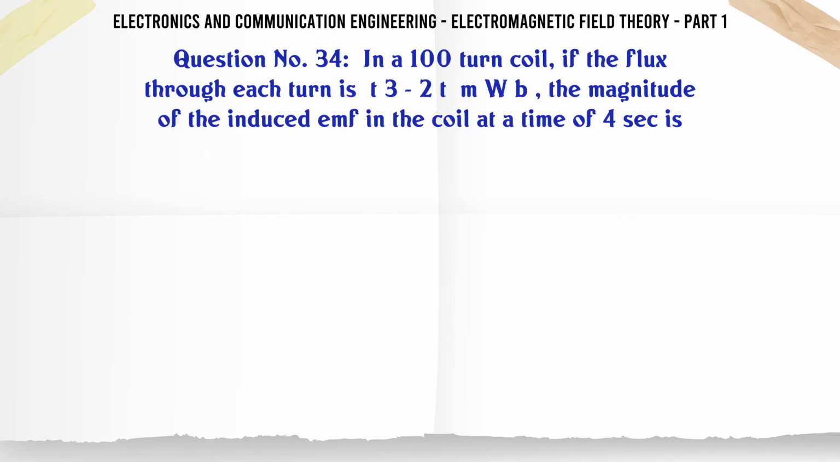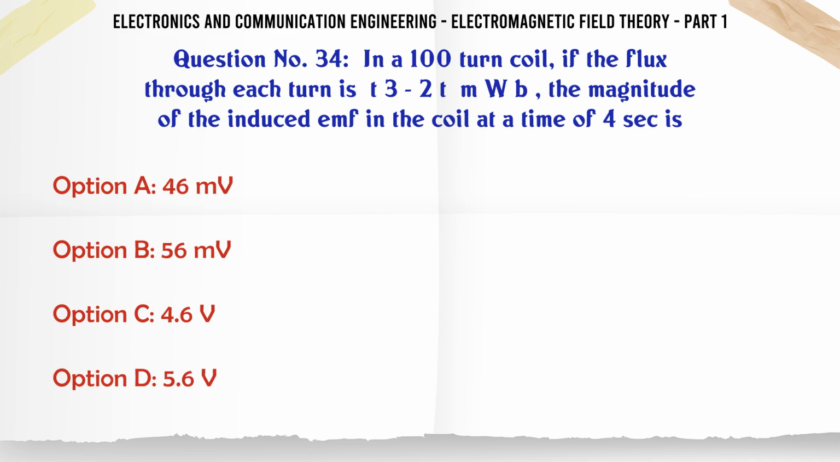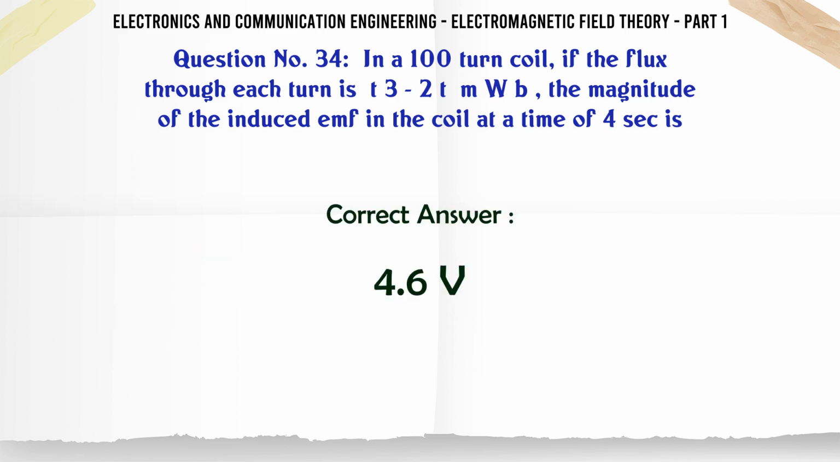629. In a 100-turn coil, if the flux through each turn is (t^3/2) mWb, the magnitude of the induced EMF in the coil at a time of 4 sec is: A, 46 mV; B, 56 mV; C, 4.6 V; D, 5.6 V. The correct answer is 4.6 V.